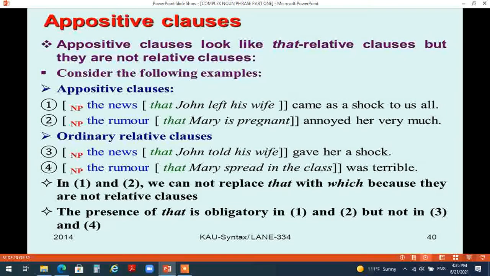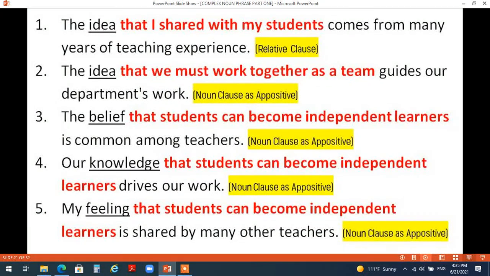a relative clause. Here in these examples also you can find the difference between appositive clauses and relative clauses. In number 1, the idea that I shared with my students comes from many years of teaching experience. Here we can say the idea which I shared, or again I can say the idea I shared. معناها I have a relative clause.